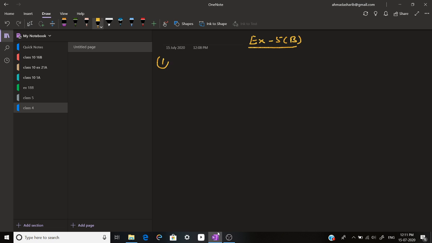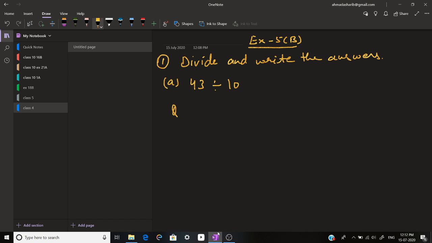Question number 1 says divide and write the answer. Part A, 43 divided by 10. You have to write quotient and remainder in each of the questions. Fine. So what will be the quotient? And what will be the remainder? We have to write these two things.